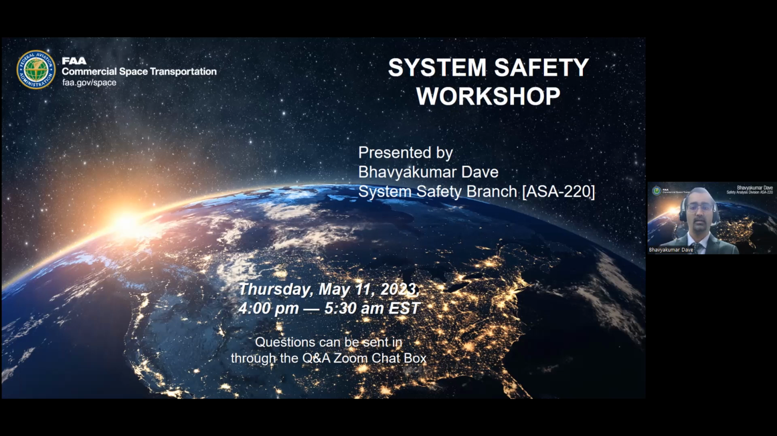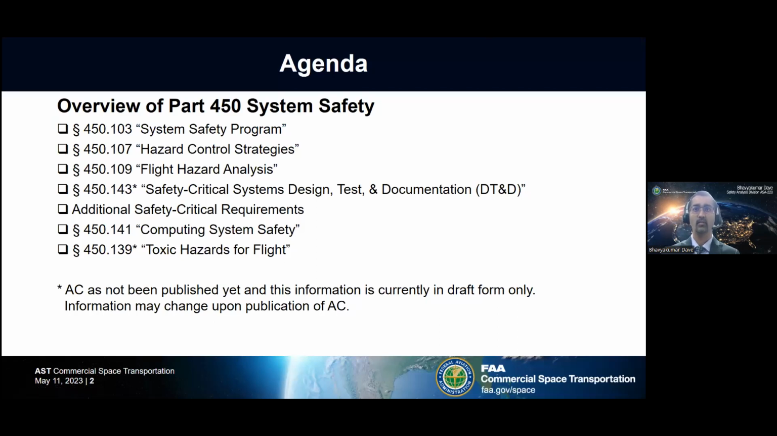Thank you, John. Hello, everyone, and thank you for participating in today's workshop on Part 450 System Safety. On Tuesday, day one of the workshop series, we discussed the 450-103 System Safety Program Regulation. Today, we're going to discuss the 450-107 Hazard Control Strategies, and specifically, we will talk about the functional hazard analysis. We are also going to walk through a template of the functional hazard analysis for 450-107. We also have two more workshops next week, where we will talk about the remaining regulations for Part 450 System Safety.